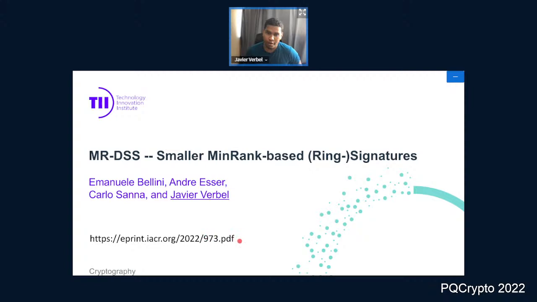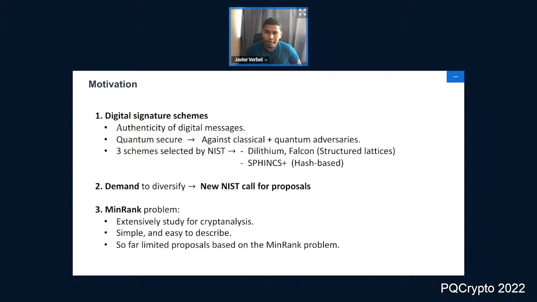Digital signatures provide authenticity and integrity for digital messages. We also require them to be quantum secure in order to be secure against quantum computers. The current status of the standardization process by NIST is that there are three schemes selected for standardization, but we still demand a bit more diversity in order to increase our portfolio of post-quantum signatures.